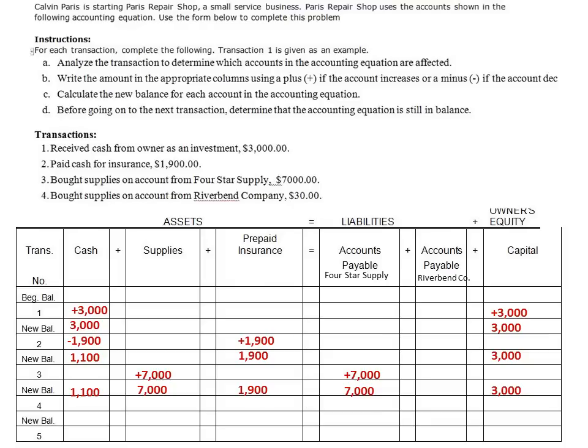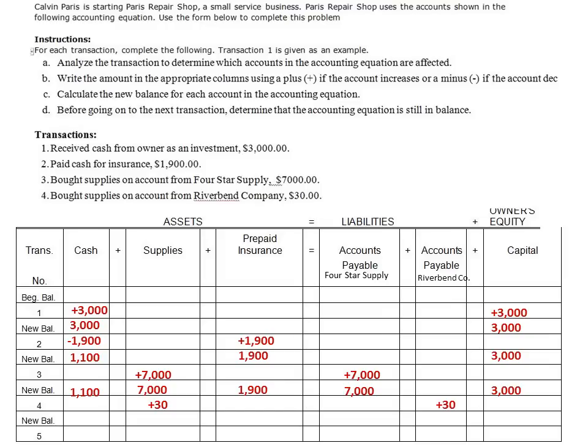Well, let's take a look here. Bought supplies. Did we use cash at all? Nope, not in this transaction we didn't use cash. We will use it in the future to pay Riverbend, but right now we're not using cash at all. But do we have supplies? Yes, we did. Do we have more or less supplies? Well, we're going to have more supplies, $30 more supplies. Maybe he needed some staples to go with those $7,000 worth of staplers that he bought from 4-Star earlier. Did we buy any prepaid insurance? Did not. Do we owe 4-Star Supply any more money? Nope. But do we owe Riverbend Company more money? The answer is yes. We owe them $30. And did our capital change at all?